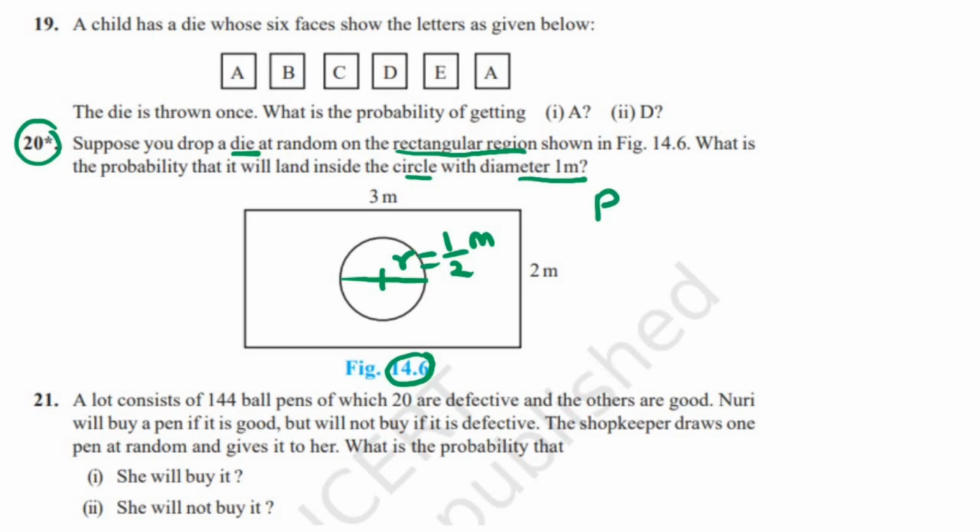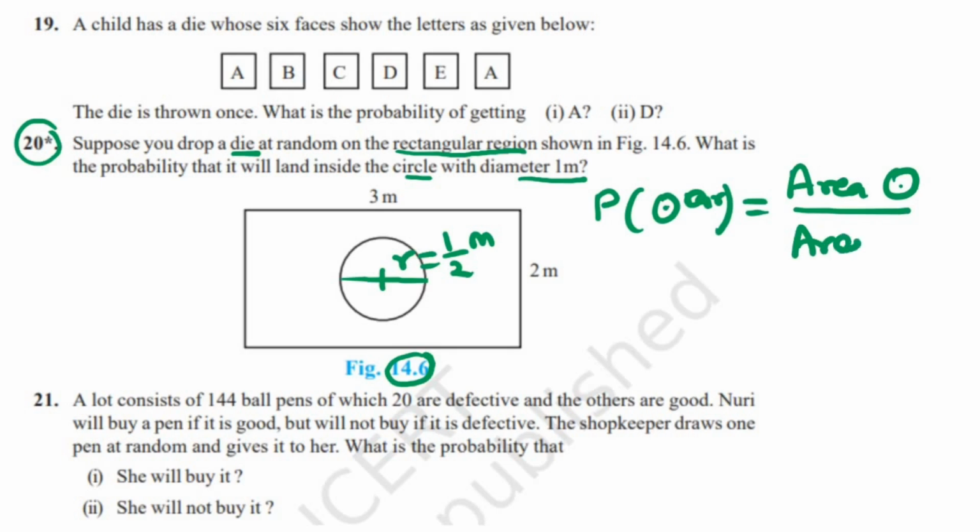So probability of the dice falling into the circular region is the area of circle over the complete area of the rectangular region. Because dice is rolled over the rectangular region, the probability that it falls into the circular region we have to find. So the favorable outcome is the area of the circle over the total outcome. Total outcome is the complete area of the rectangle.